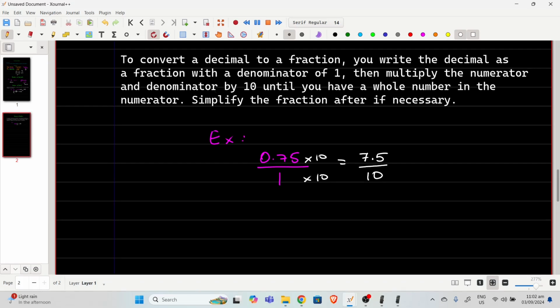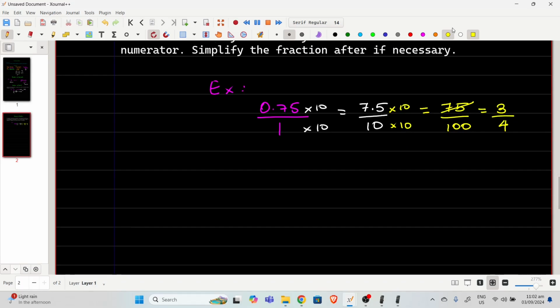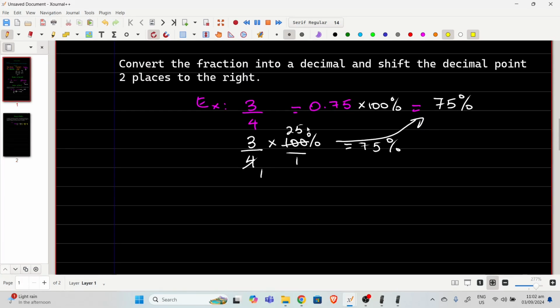And then I'm going to do it again because I still have a decimal on the top. So I'm going to multiply the top and the bottom by 10. And then what I will get is 75 over 100. And now I can reduce it because I have a whole number on the top. So 75 divided by 25 is 3, and 100 divided by 25 is 4. So we have 3 quarters, right? Notice that's the same exact fraction that you get right back here again.